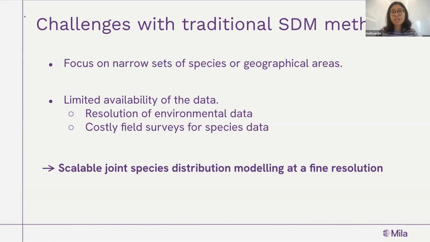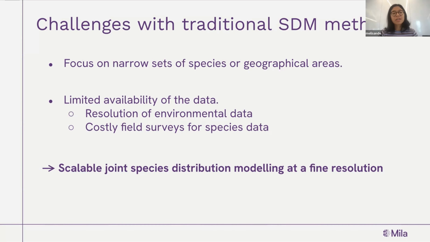And the other main challenge in traditional SDM methods in ecology is the limited availability of data. I mentioned that traditionally people use environmental data, but it's often only available at a quite coarse resolution. As I've mentioned, if you want to look at specific habitats, 1 kilometer resolution might not be enough. Secondly, the species data that is used often comes from field surveys, but it's quite costly to send people out everywhere to collect data.